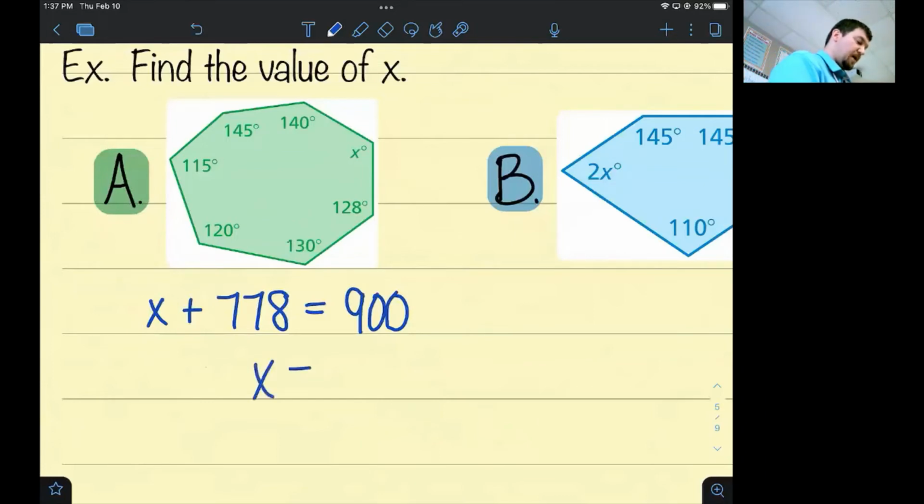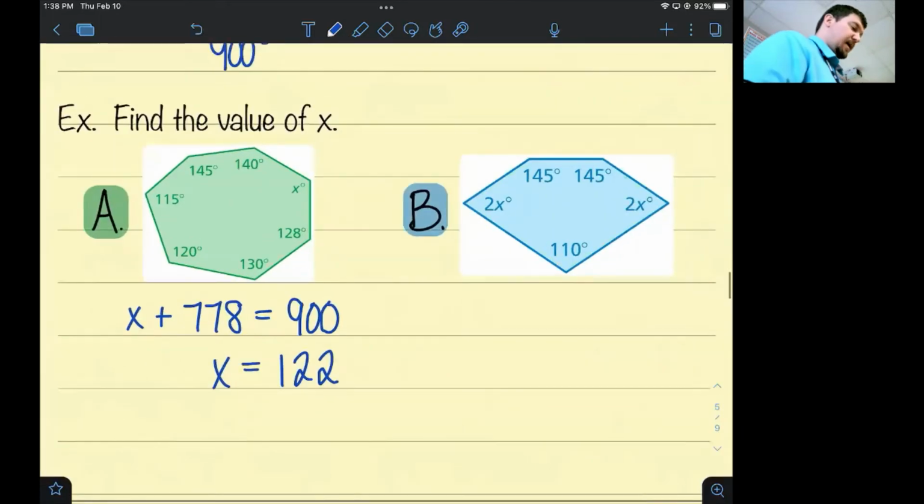So we subtract, and what is 900 minus 778, Sky? 122. It says find the value of x, so you don't have to put the degree symbol if you don't want to. Okay, example B, how many sides are on this shape?